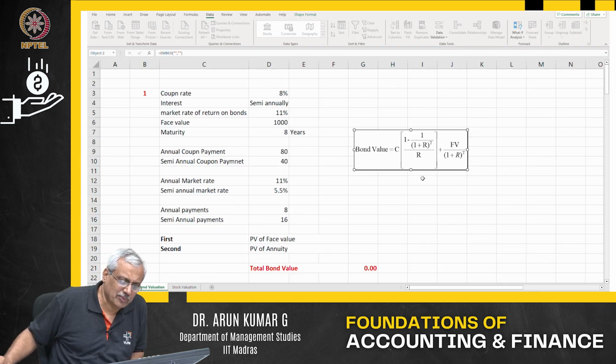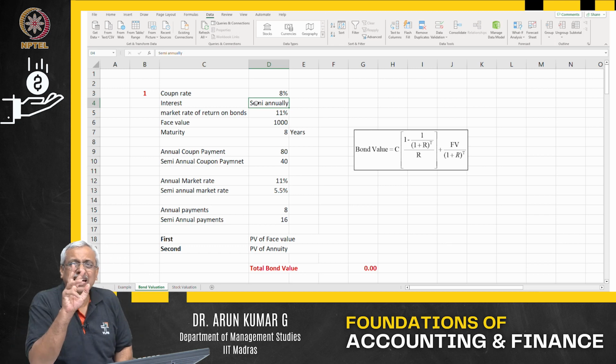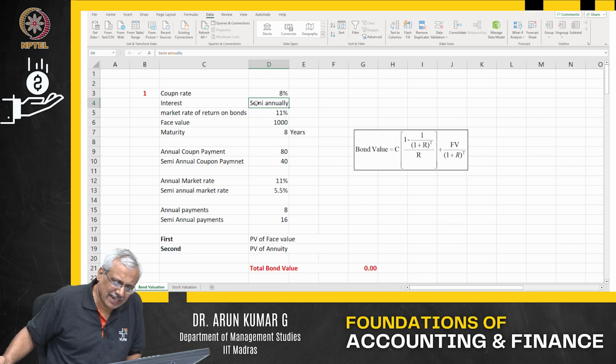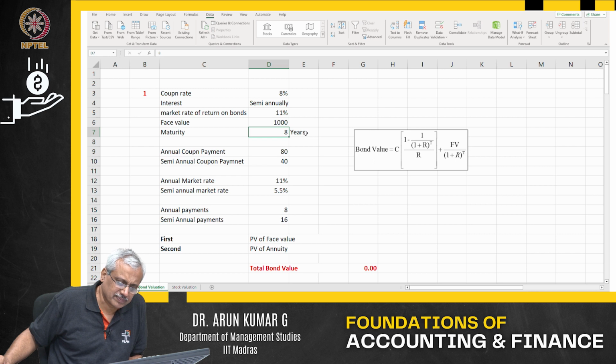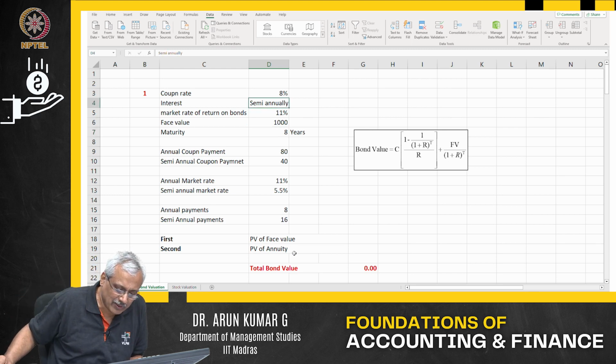We know the formula for a bond. Coupon rate is 8%, but please note, it is semi-annual. That means it pays twice a year. Market rate of bond is 11%, maturity is 8 years, face value is 1,000. If it is 8 years, how many coupons will you get? You will get 16 coupons in 8 years because it is semi-annual, and that is why I said semi-annual payment 16.